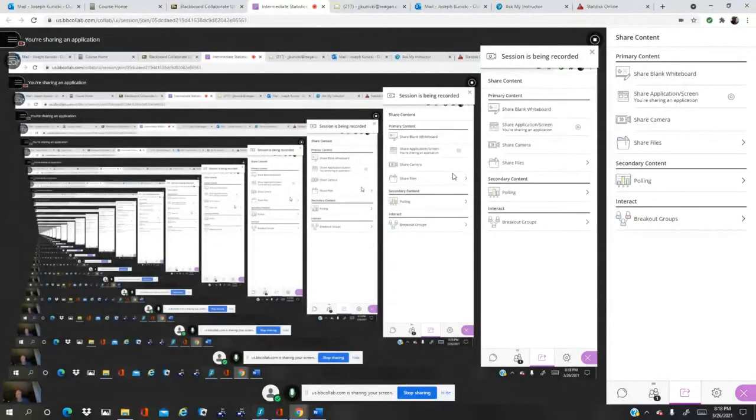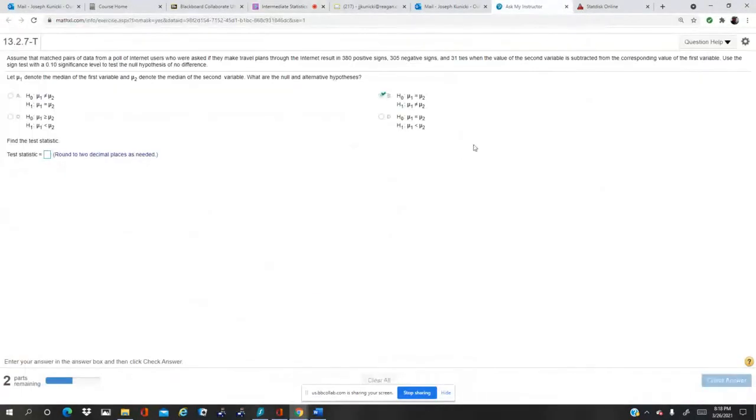Okay, we're going to do problem 13.2.7t, which you already started. The null is that the medians are equal, and the alternative is they're not. Somewhere it says that's the claim. Yeah, the null hypothesis of no difference. Test the null hypothesis. So that's B.